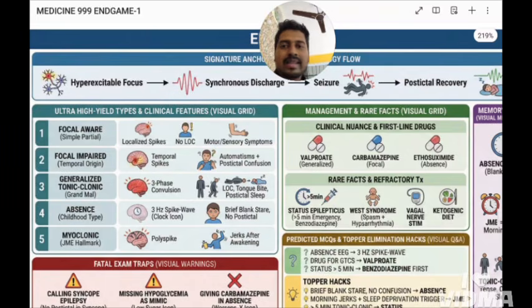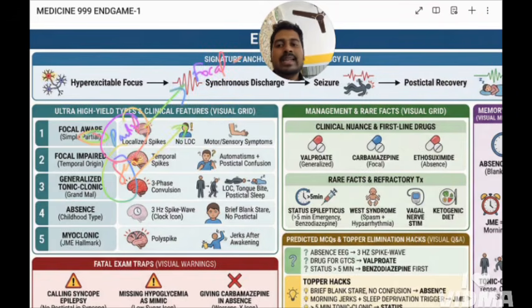So which are the types of seizures? Recently the ILAE, the International League Against Epilepsy, has released a new classification system for seizures, but these are the basic things that you need to remember. Earlier we used to have the terms partial seizures and generalized seizures. Now we have replaced this. Partial seizures are now known as focal seizures, and then we have generalized seizures.